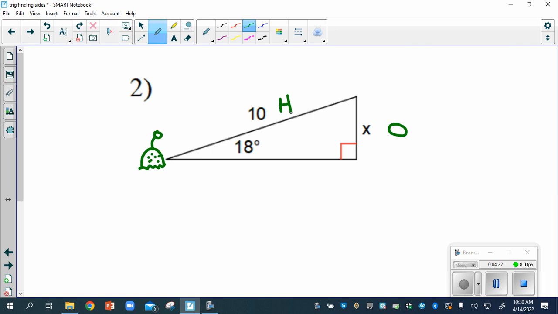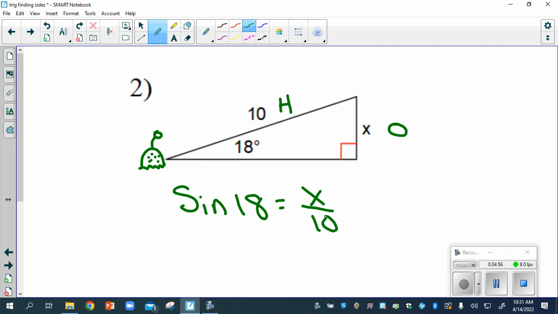And then I have this guy, which is H. I look at my little key, O and H. Looks like it's sine again, but it's not every time. So don't get lazy. So I'm going to say sine 18 equals x over 10.